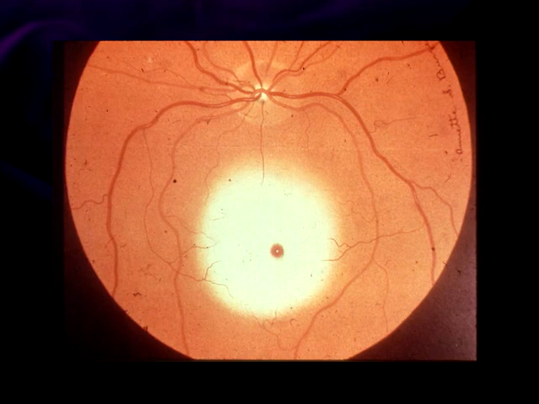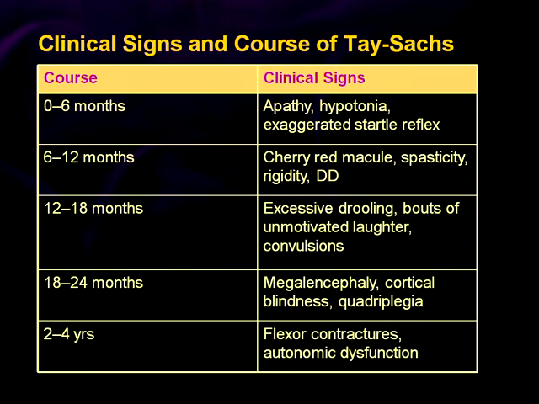This is the classic cherry red spot that you can see on a retinal exam. Has a very characteristic clinical course. Usually looks normal at birth. By about 6 months, becomes hypotonic with an exaggerated startle. Between 6 and 12 months, you can start to see the cherry red spot, becomes spastic and rigid. You're beginning to notice the delays. 12 to 18 months, excessive drooling, bouts of unmotivated laughter, and seizures. 18 to 24 months, you're getting a bigger head, megalencephaly, cortical blindness, quadriplegia. And then between 2 and 4, you're starting to get the contractures, autonomic dysfunction, and finally death.